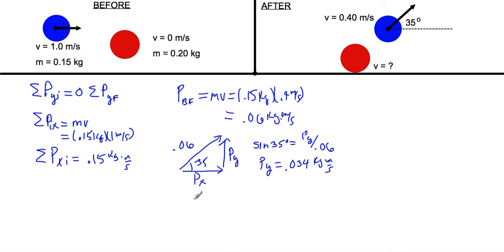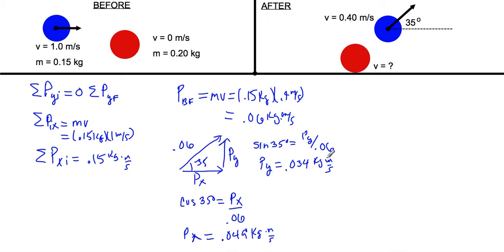Our x direction is a similar idea, but this time the cosine function. I'll put that down here. Cosine 35 degrees is equal to px over 0.06, and our x momentum, px, is going to equal 0.049 with two significant figures.